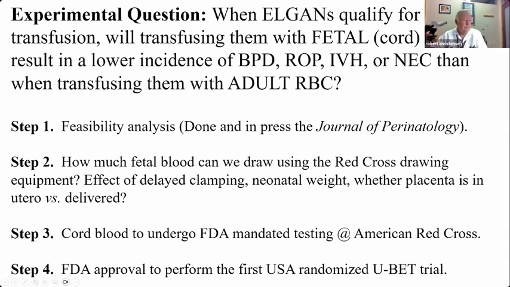And then we'll never know if this is a good idea or not unless we reach step 4. And that is we've got a product that's approved for transfusion, but does it do any good? And here we'll have to design a multi-centered trial where extremely low gestational age neonates will have their transfusion needs met randomly by either getting their transfusions from adult donor source or fetal donor source. Then we'll know.